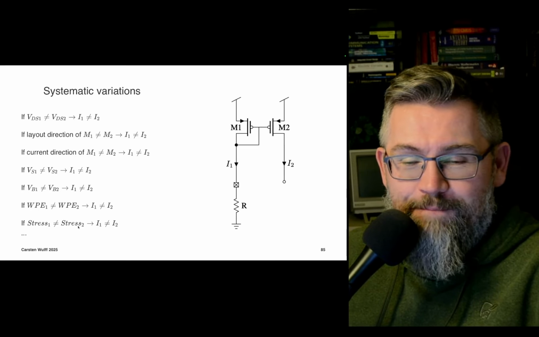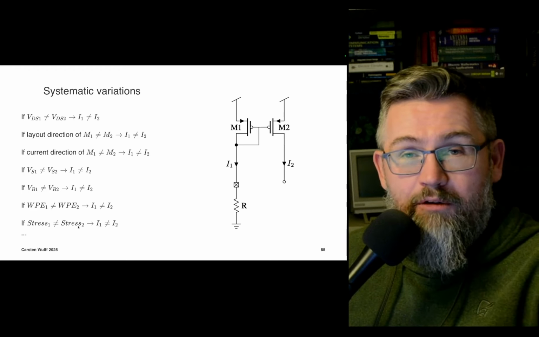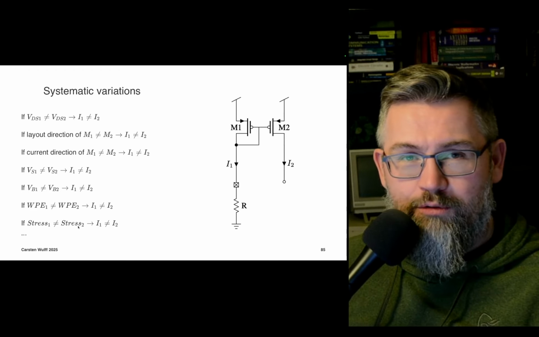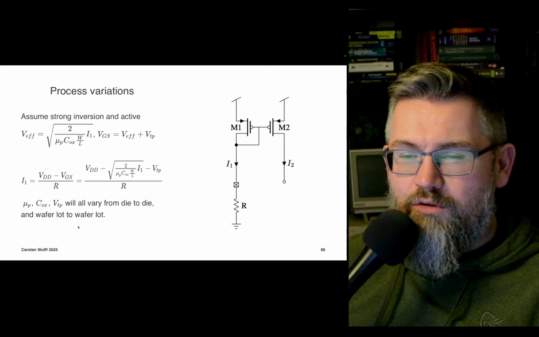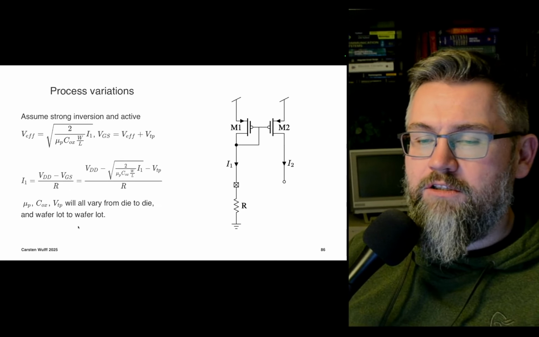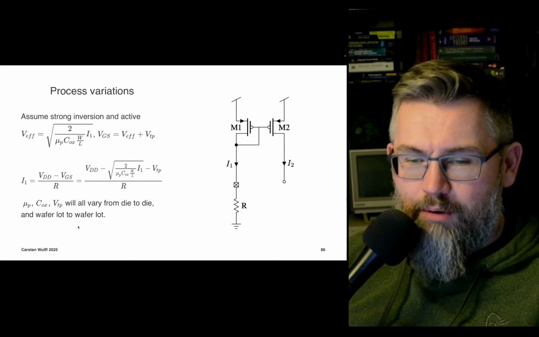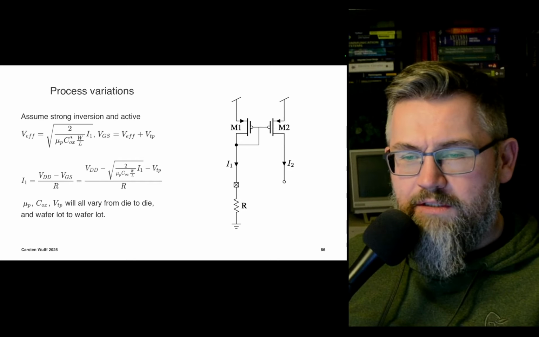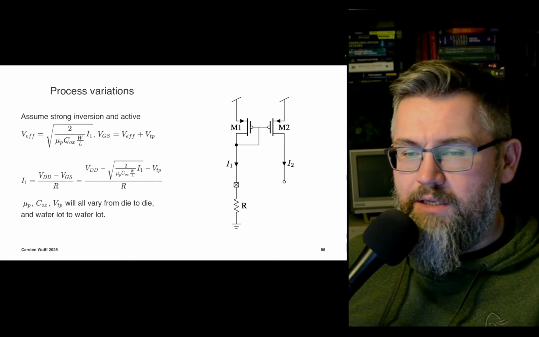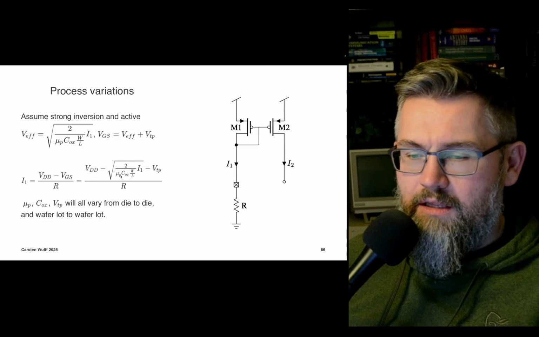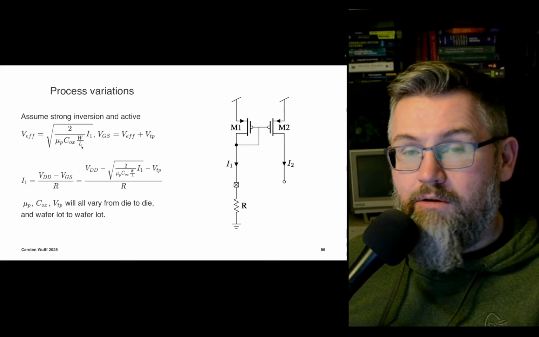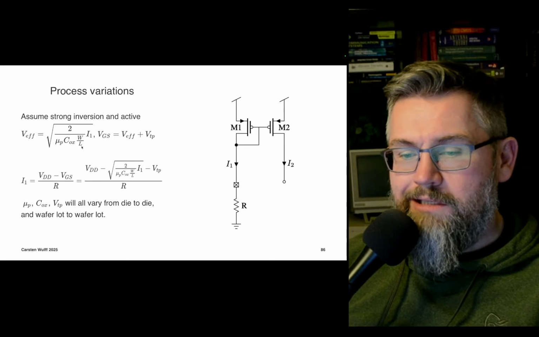And if the stress effects are different, then you're going to have different currents. And here, stress could be you have a metal wire across one of the transistors, you don't across the other. So there's so many things that can change our device. And then process variations, right? So all these different factors, the UP, the COX, the width and the length for that matter, those will change.